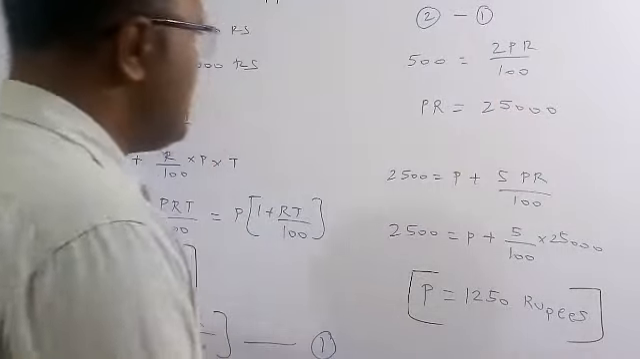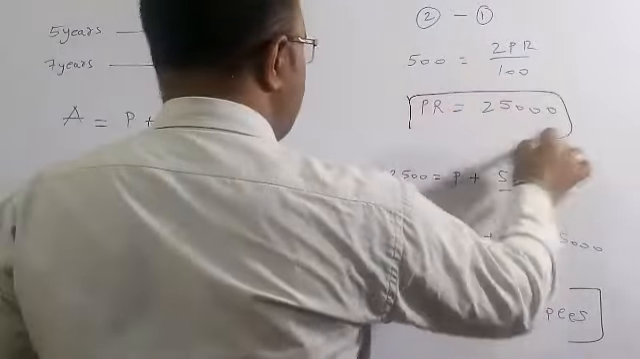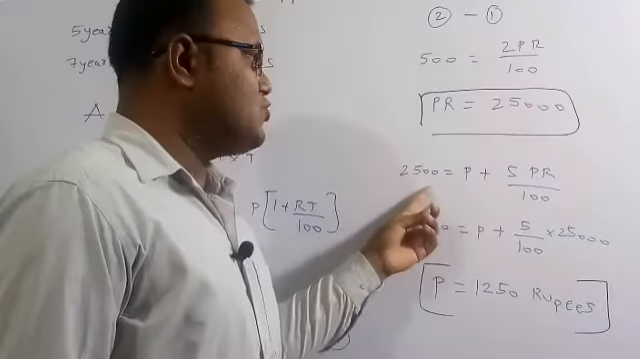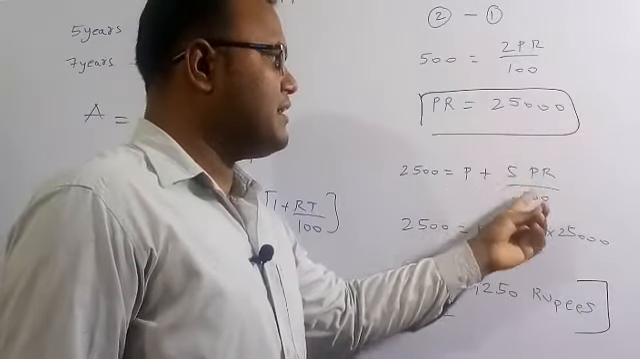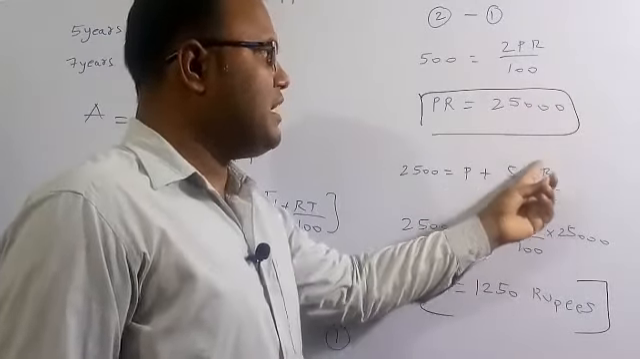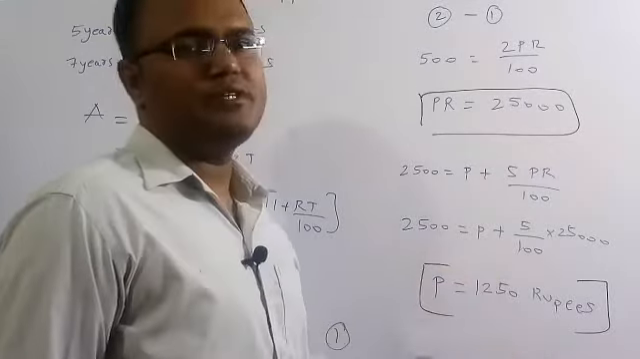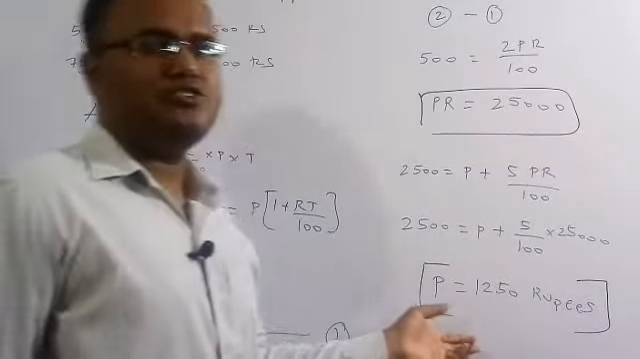Now I am going to substitute this in equation 1. Equation 1 is 2500 equals P plus 5PR by 100. In place of PR I substitute 25,000. So there is only one equation with one unknown, and P is equal to 1250 rupees. So this is the final solution of this question.